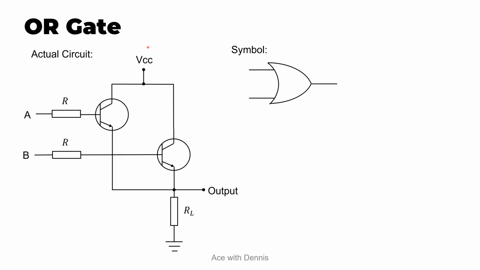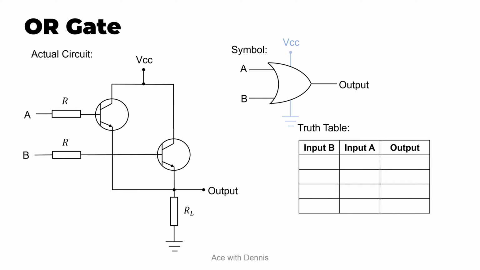So the symbol for an OR gate looks like this, where this is input A, this is input B, and this is the output. For the VCC and the ground terminal, usually they are not shown in the circuit. Now, here's the truth table for OR gates: input B, input A, and output. When input B and input A are both 0, which means that these two transistors are turned off, there is no current flowing through the circuit, hence the output will be 0.